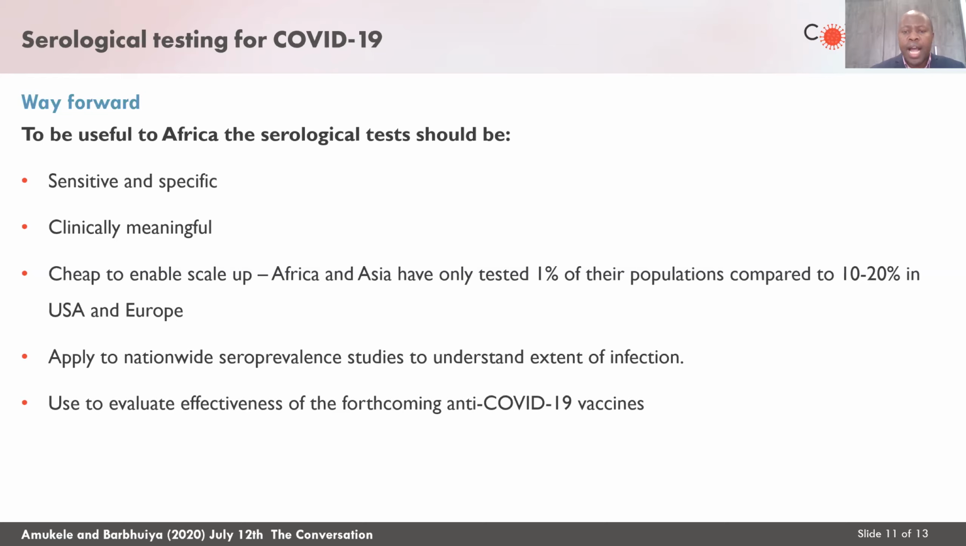Unfortunately, I've been looking around. I haven't seen many seroprevalence studies done in Africa. I think one in Kenya, just in blood donation samples. I think some studies are going on in South Africa, but I haven't really seen many nationwide seroprevalence surveys, which I think would be important to give us the state of this infection in Africa, because we know that the extent of PCR testing has been very low in Africa. So in order to have an idea of the COVID-19 burden, these serological tests could help in doing a quick, rapid seroprevalence. And it could be used to evaluate the effectiveness of the forthcoming anti-COVID-19 vaccination.